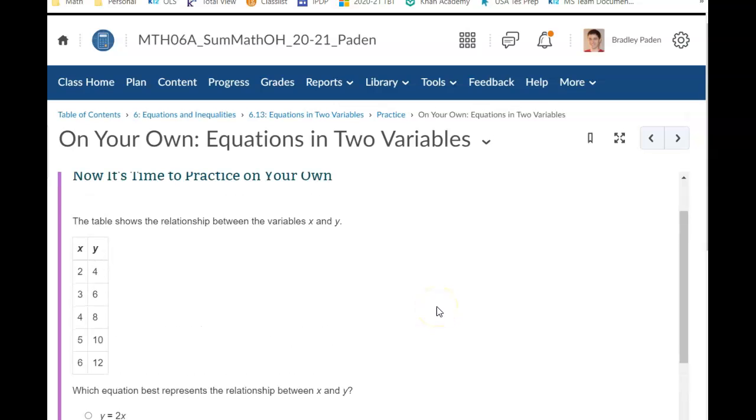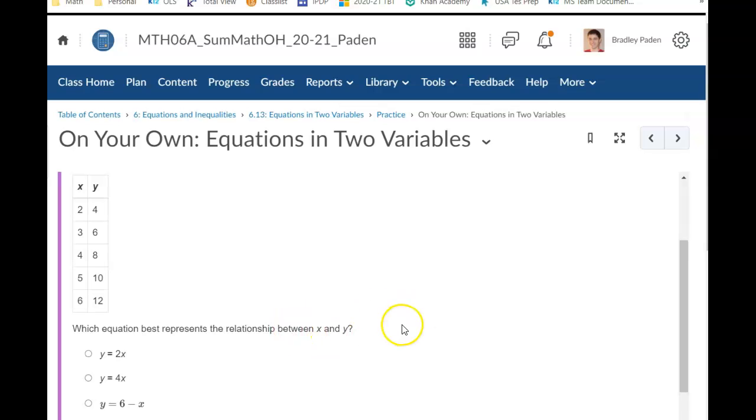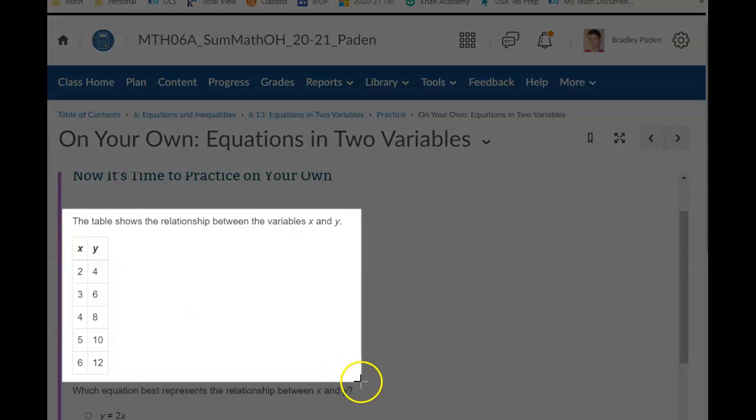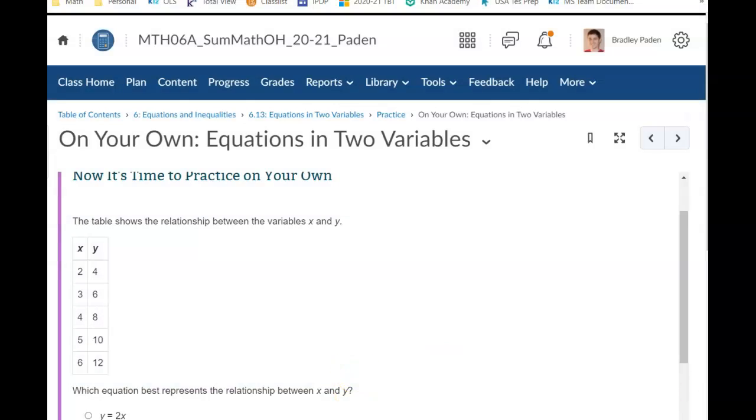Let's go to the next one. The table shows the relationship between the variables x and y. Which equation represents the relationship between x and y? Again, we should be able to do this without even looking at the answer options. Let's just put it on the board here.